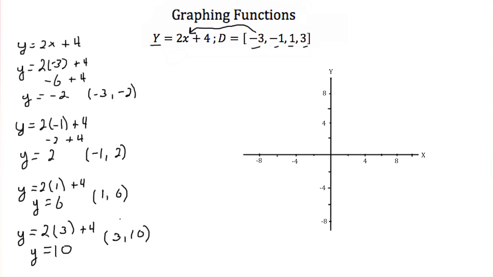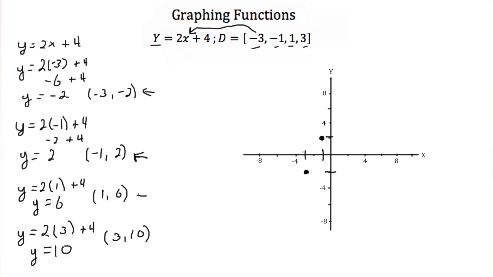So let's plot these points on our axes here. We'll start with the first one, -3, -2. So we go to -3 on our x-axis, which is right about there, and -2 on our y, which is here. And where these meet is our first point. So let's do the next one, -1 and 2. -1 on the x is right about here, and 2 on the y is here. So our next point is right there.